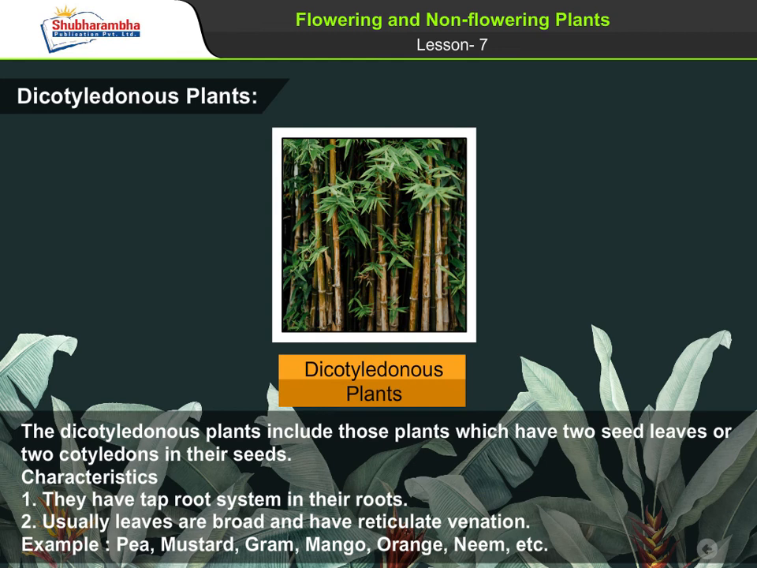Dicotyledonous plants. The dicotyledonous plants include those plants which have two seed leaves or two cotyledons in their seeds. Characteristics. 1. They have taproot system in their roots. 2. Usually leaves are broad and have reticulate venation. Examples: pea, mustard, gram, mango, orange, neem, etc.